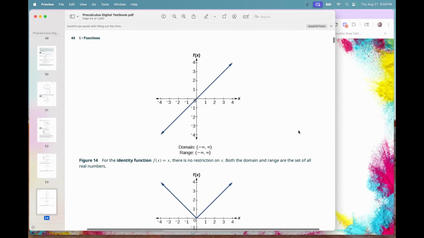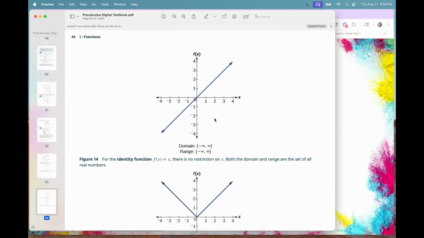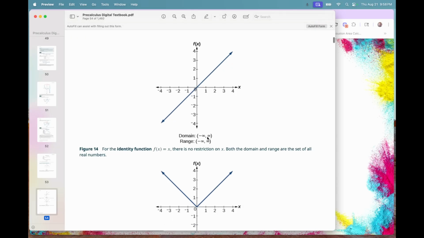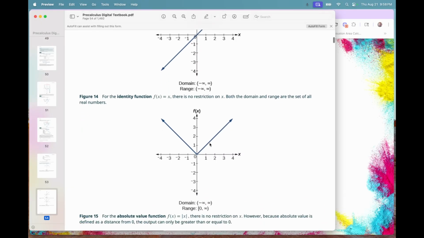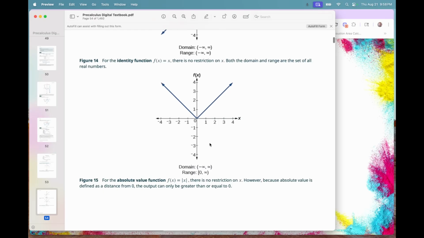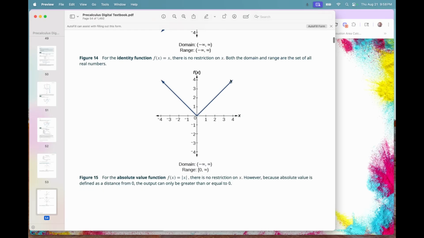We have some functions that are part of our vocabulary. This is a linear function, a line. The domain goes from negative infinity to infinity, and as does the range. We have the absolute value graph next. You'll see that we can put in any x value, negative infinity to infinity, but we'll never go less than 0.